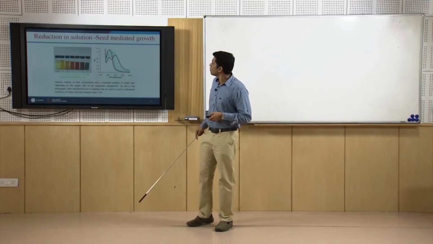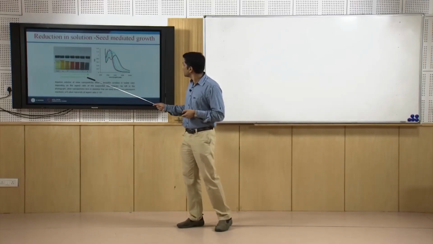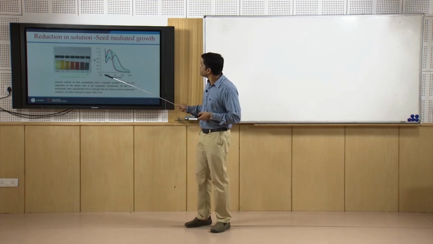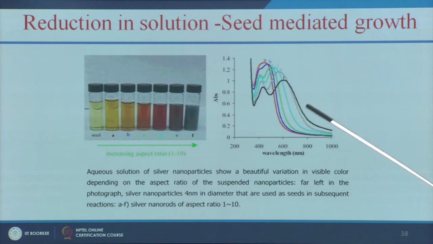So, let us see the nanorod formation. When you use the silver salt and make nanorods, what happens is that it will give 2 peaks. When you see the nanorods under UV visible spectroscopy, it will give 2 peaks, and you see the red color one is the seed. Okay. And all the remaining are nanorods of different sizes.